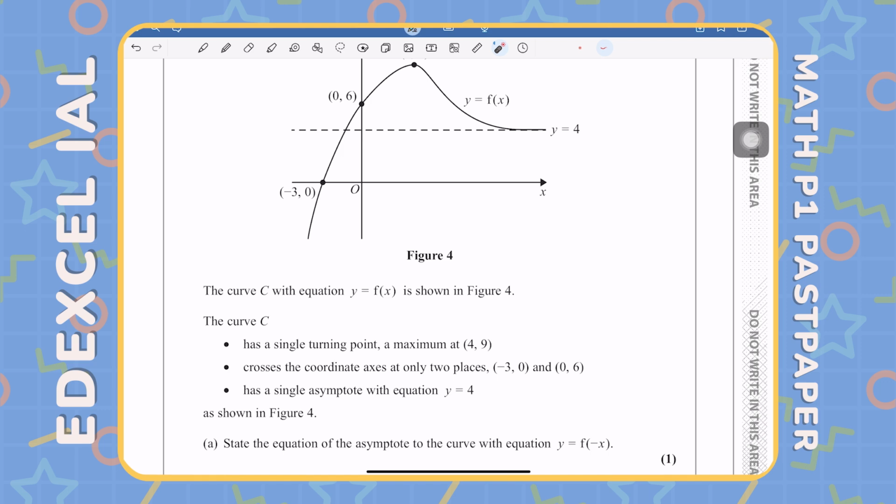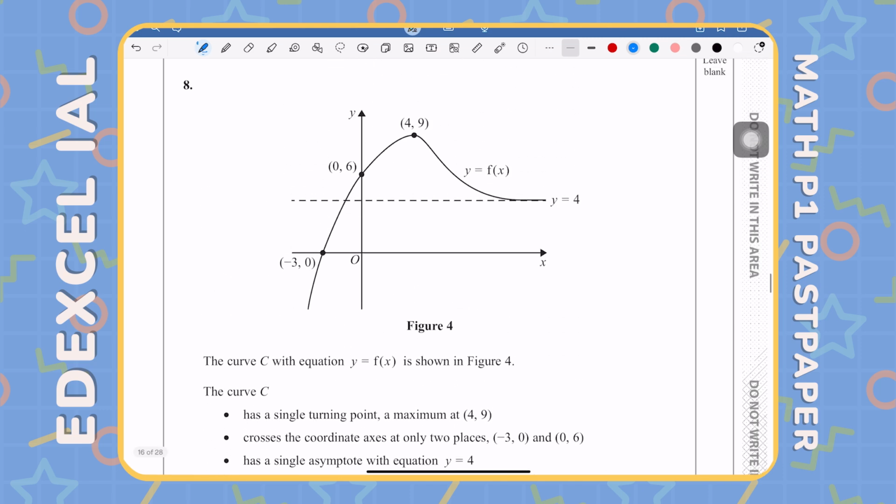State the equation of the asymptote to the curve y equals f of minus x. Okay, f of minus x basically means that we are going to reflect this curve along the y-axis. If I reflect it along the y-axis, the horizontal asymptote will not change. So basically, this will be reflected from here to here, and the equation remains the same.